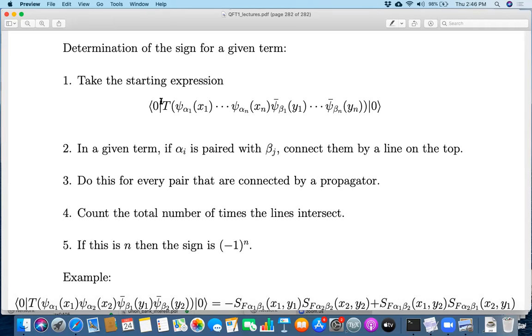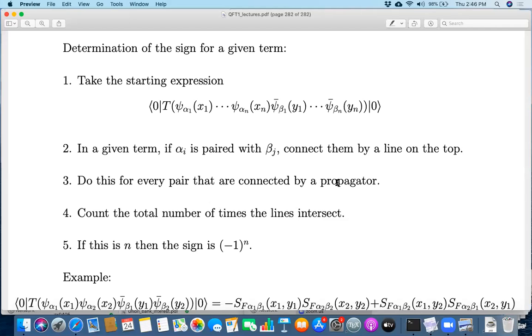So let's suppose that you have to calculate a product of psi alphas and psi bar betas. In a given term, one of the alphas will be paired with one of the beta_j's. If alpha is paired with beta_j, we connect them by some line on the top. Let's imagine that alpha 1 is paired with beta 1; then we'll take this and connect it by a line like this. Similarly, suppose alpha n is connected to beta n, you will connect alpha n by a line to beta n. And you have to do this for every pair that is connected by a propagator.